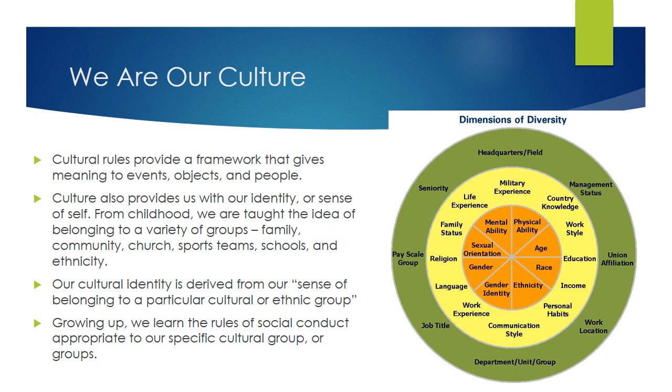So if you look at this infographic over here on the right, if you start in the very middle, this is who you are: your mental ability, your physical ability, your age, your race, your ethnicity, your gender identity, your gender, and your sexual orientation. The next layer are the people that have the most important influence in your life.